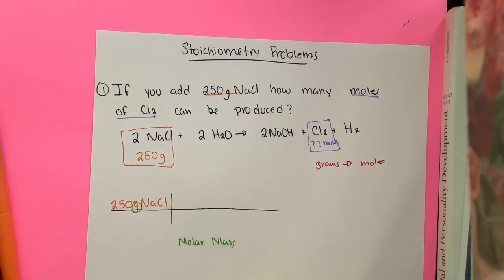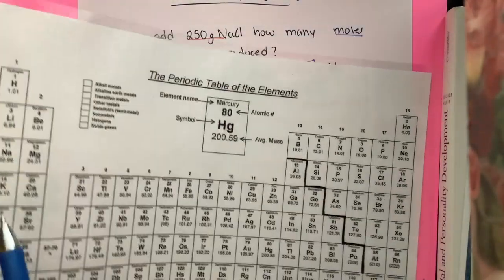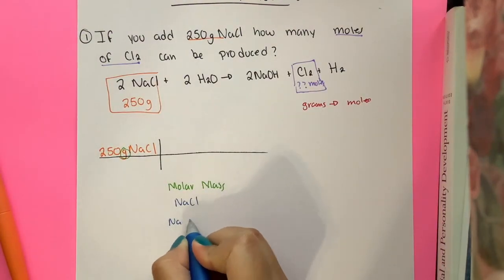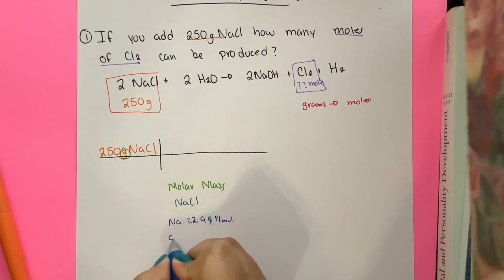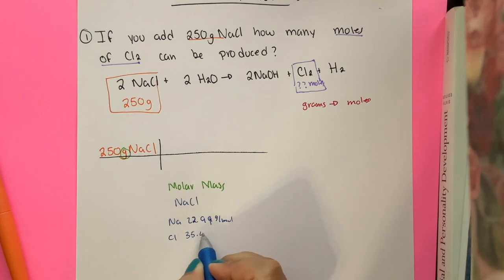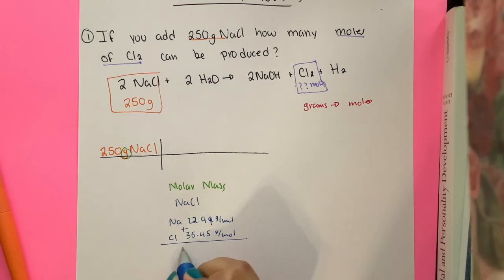So I need to find the molar mass of NaCl, sodium chloride. I'm going to go to my periodic table and look for sodium, which is in group 1. The mass of sodium is 22.99 grams per mole. And the mass of chlorine, according to the periodic table, is 35.45 grams per mole. I add both of these numbers and it gives me 58.44 grams per mole. So the molar mass of this whole compound is 58.44 grams per mole.